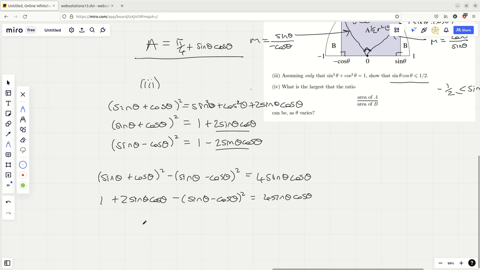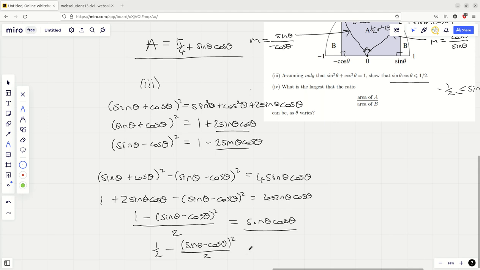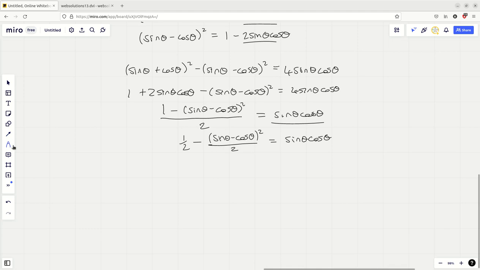And then if I take that away from that and then halve it, I get 1 minus sine theta minus cos theta squared over 2 equals sine theta cos theta. I hope you can see I've done a couple of steps there. But the reason why I've done that is, can you see now? Sine theta cos theta can be written as a half minus stuff squared. And stuff squared is always 0 or bigger. And so this is enough to conclude, hence, sine theta cos theta is less than or equal to a half.